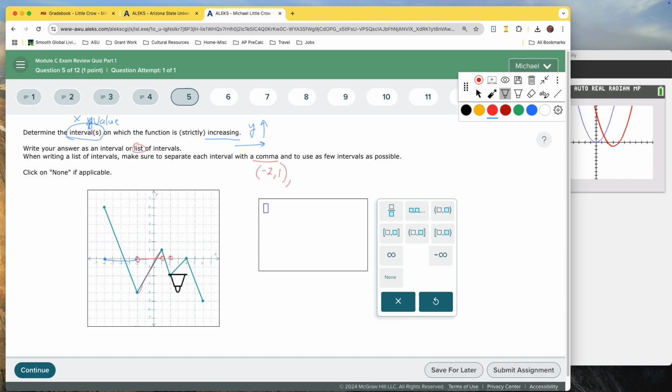We see it decreasing, and then now this part here is increasing. So again, from 2 until 4, we get increasing again. And again, we don't count the endpoints. So we go 2 to 4, and those are the 2 intervals that we have. So we just enter those. Those are all the places where it is strictly increasing.